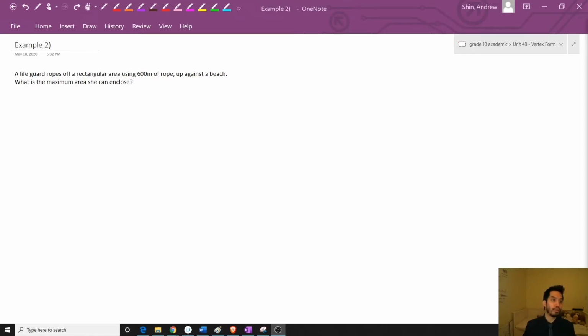Welcome to example number 2. A lifeguard ropes off a rectangular area using 600 meters of rope up against a beach. What is the maximum area she can enclose?